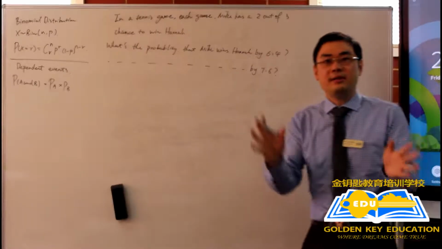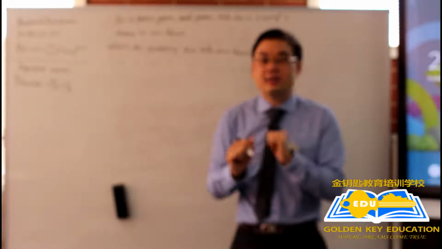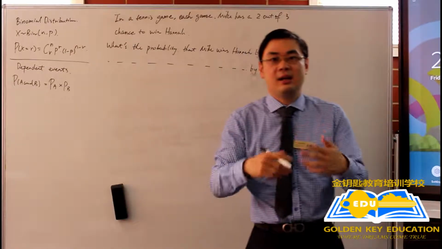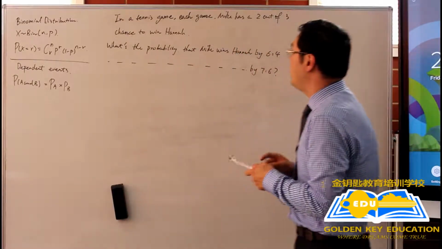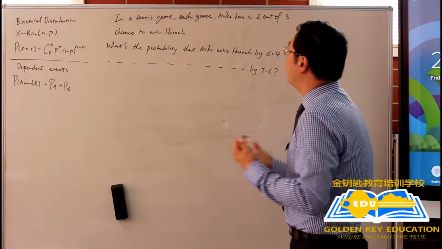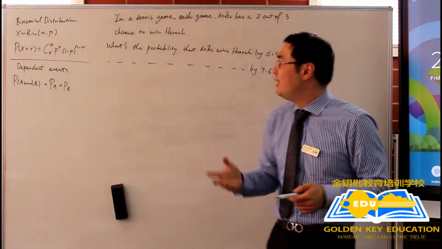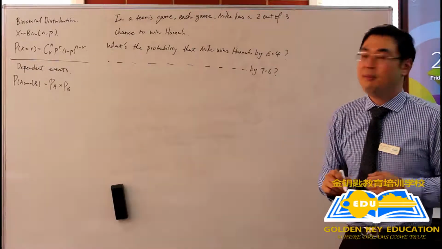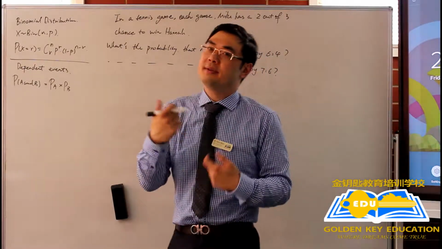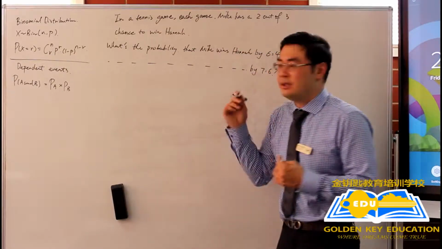Suppose in a tennis game, each game Mike has a chance of 2 out of 3 of beating Hannah. So every game, Mike has a 2 out of 3 chance to win against Hannah. We want to find the probability that Mike wins against Hannah by 6 to 4. How are we supposed to find the answer to this question?